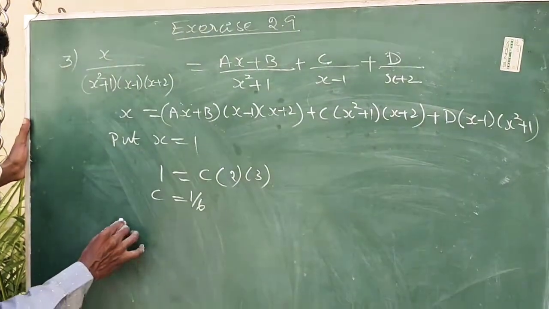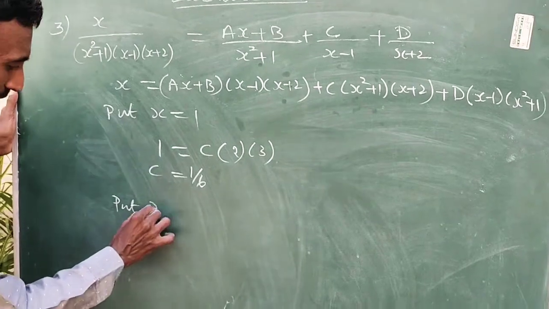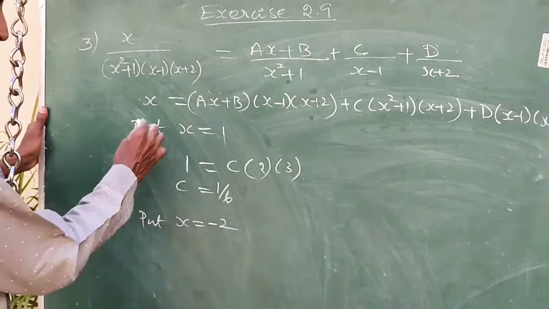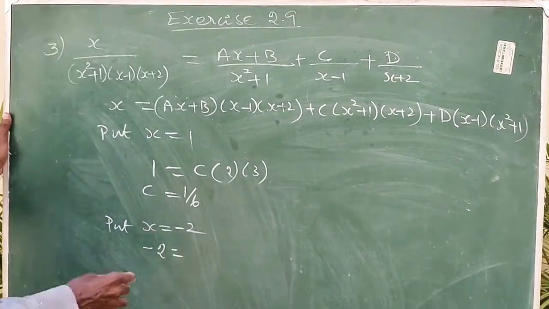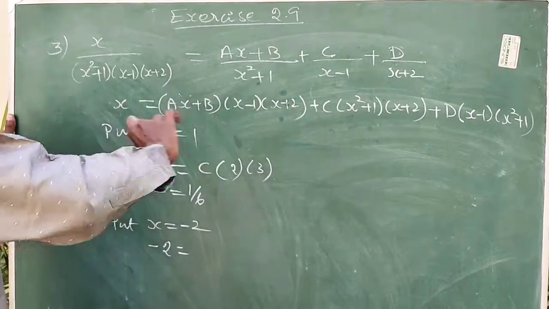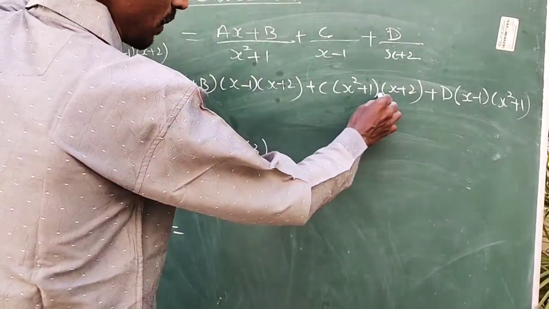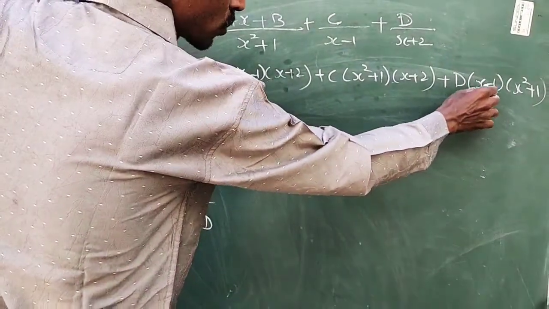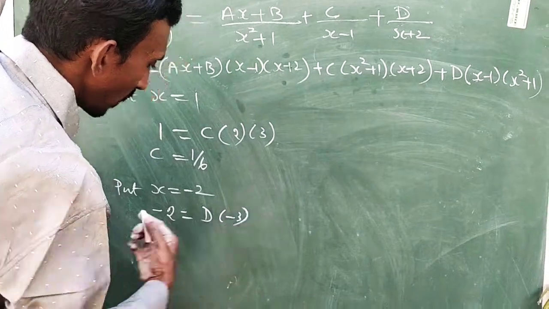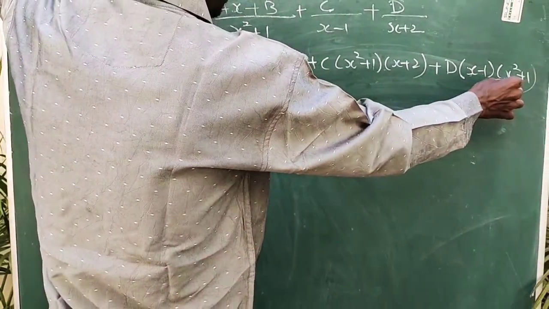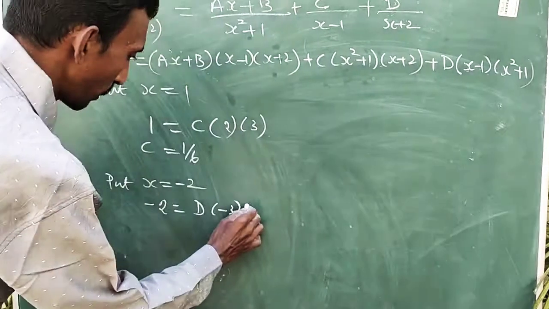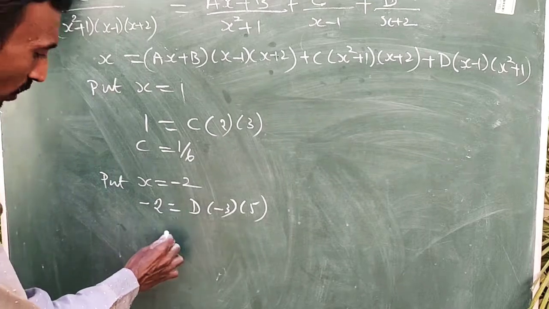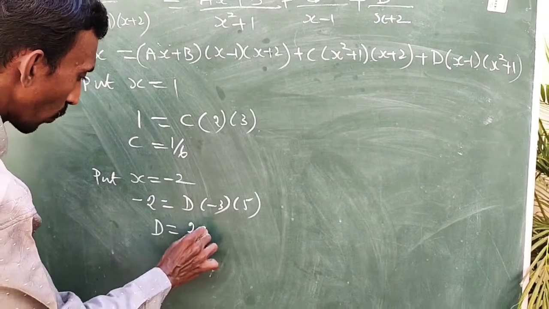Next put x equal to minus 2. So minus 2 is equal to, 0 into anything is 0, the first term becomes 0, second term also 0, here d into minus 2 minus 1, minus 3, minus 2 the whole square is 4, 4 plus 1, 5. So both the sides minus, we can leave it, so d equal to 2 by 15.